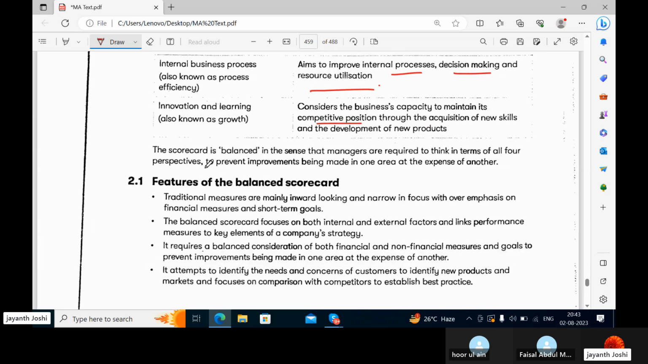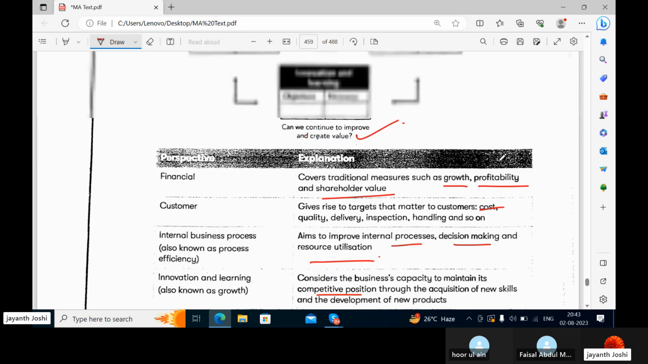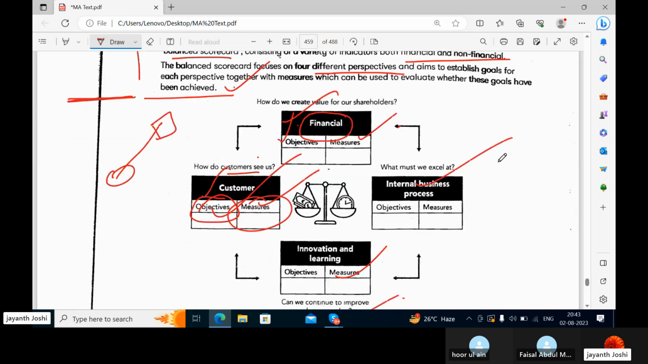The scorecard is balanced in the sense that managers are required to think in terms of all four perspectives, not only one area, to prevent improvements being made in one area at the expense of others. That means to earn very good profits, the managers cannot compromise on quality. Then customer satisfaction will be hurt. So you have to give them good products at lower cost, but the quality should be reasonable. Like that you have to balance.